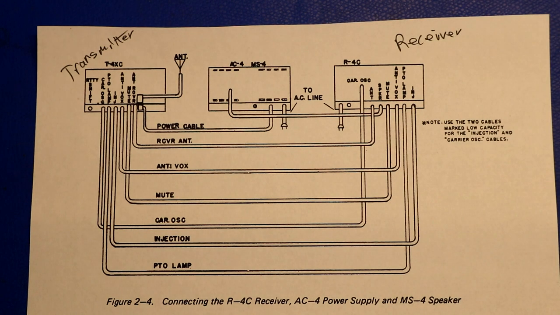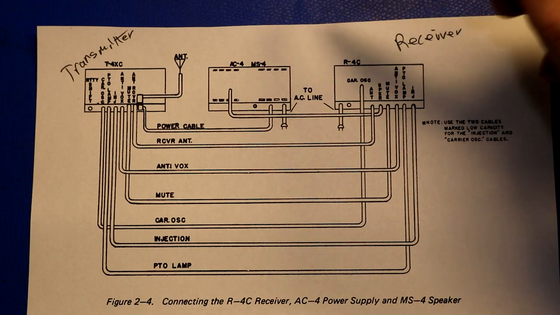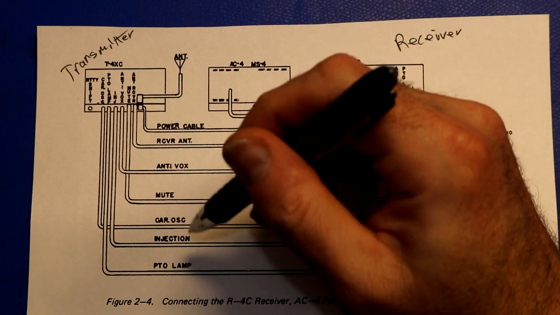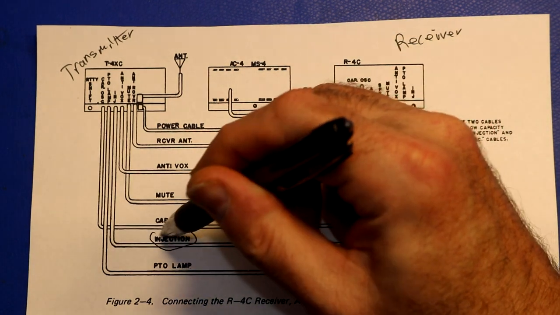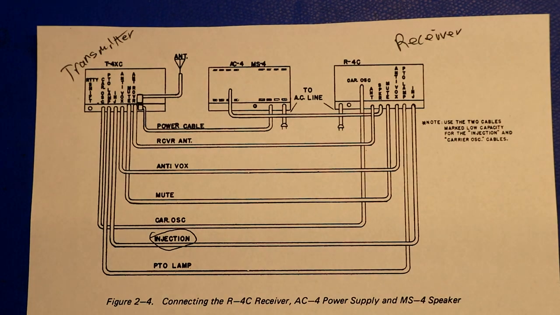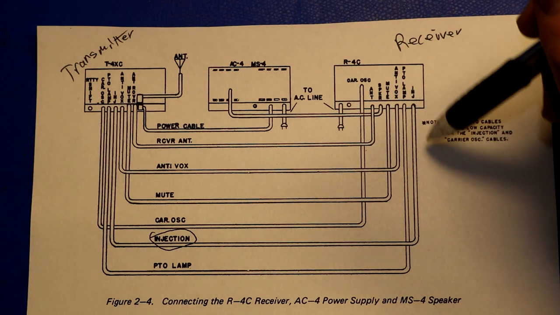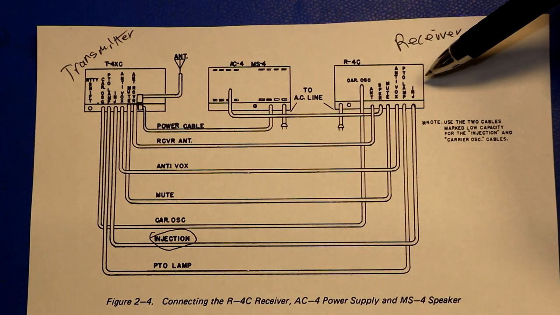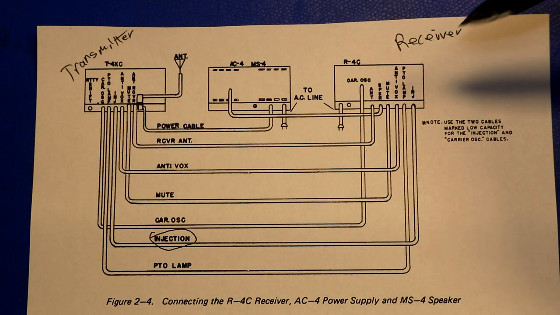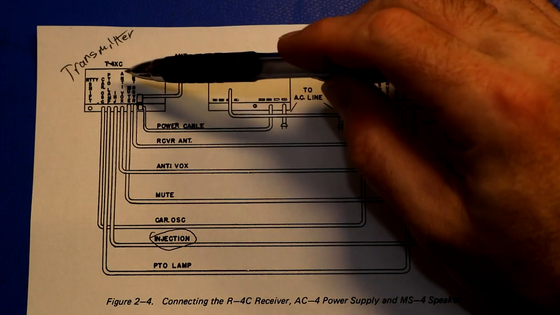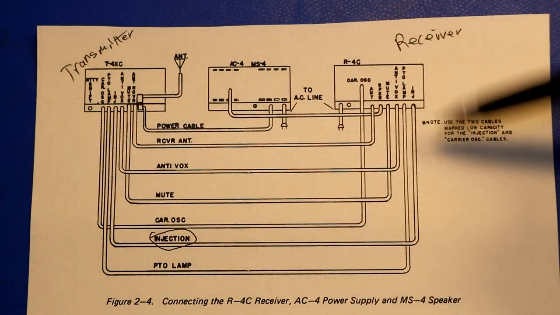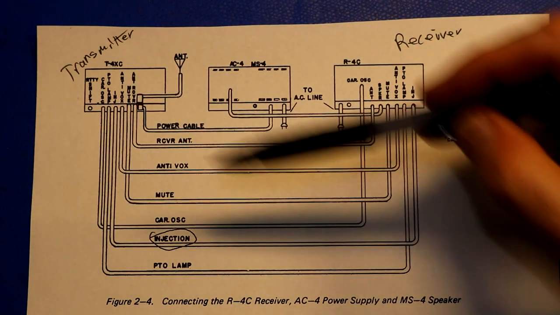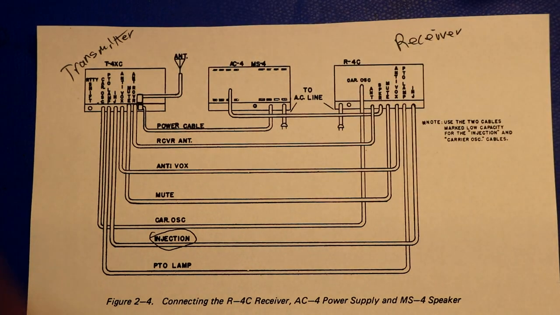For the purposes of this video, we can ignore the power supply. But to synchronize these two together, there is this cable here called injection. This one right here, and this sends a signal from the receiver to the transmitter that tells the transmitter what frequency the receiver is on. You can also switch it to do the opposite direction, and the transmitter will tell the receiver what frequency to use, or you can separate the two and you can tune them independently.